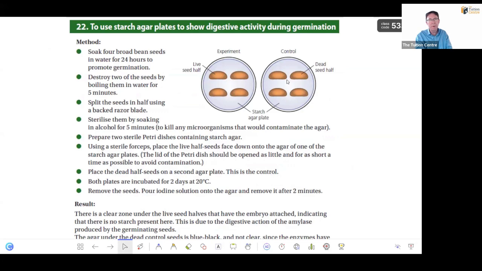I know it says to promote germination. Why, though? How does that promote germination? What are you doing to the seeds that allows them to suddenly be able to germinate? Oh, good guesses. Excellent answer, Lillian. I love that.